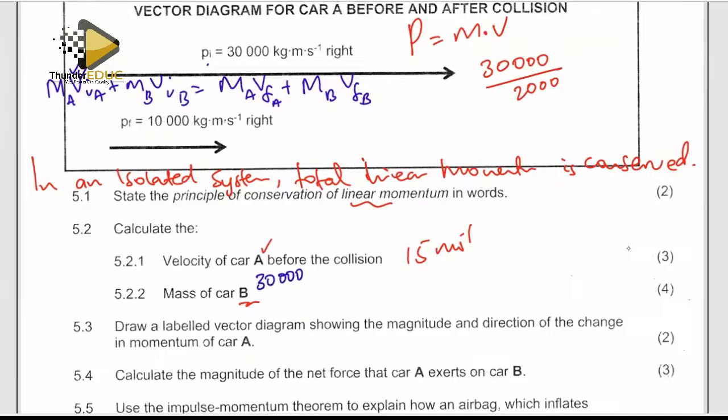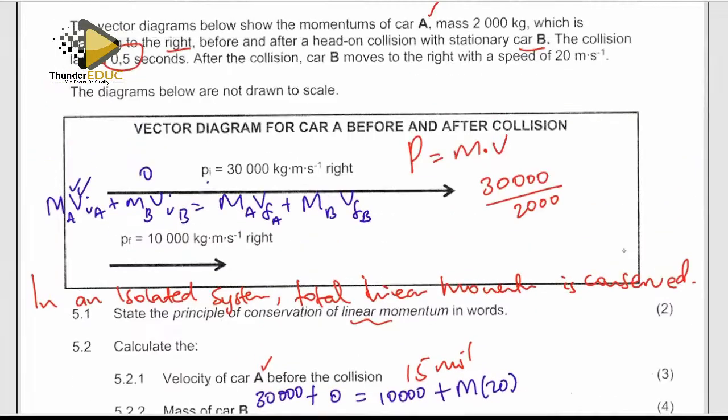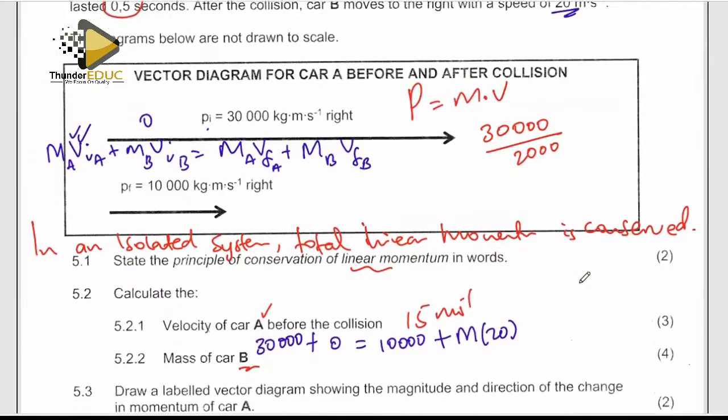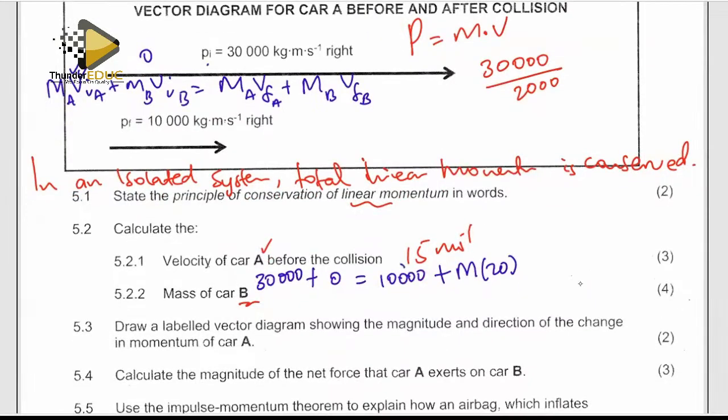Okay, so that's a 30,000. Plus, it was at rest, so that is a 0. The final momentum is 10,000, okay, in the same direction. And then the final here is going to be mass multiplied by the 20, since they told us that the body is moving at 20 meters per second. So let's move this 10,000 to that side, meaning that we're going to have 20,000 divided by 20. So this gives me 1,000 kilograms.